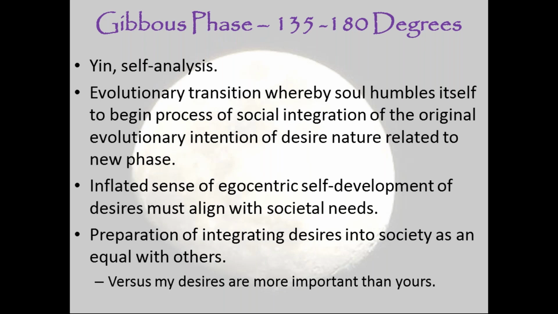There is a preparation in this phase of integrating all our desires and our manifestation of them into society as an equal with others. Coming off of that first quarter, which contains the first 15 degrees of Leo in the natural zodiac. 135 degrees is 15 Leo in the natural zodiac. We are starting that shift through the second half of the natural zodiac, the last half of Leo, so to speak. And we're learning that my desires are not more important than yours. You have desires as well.